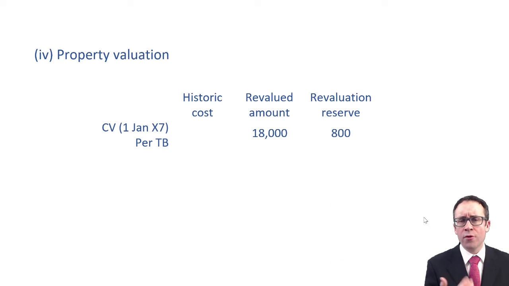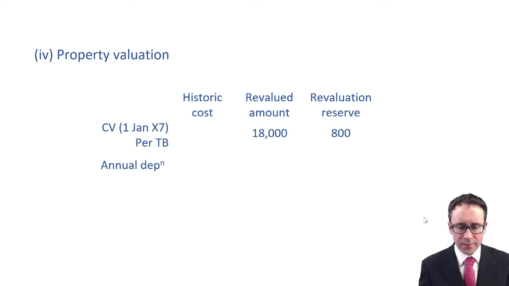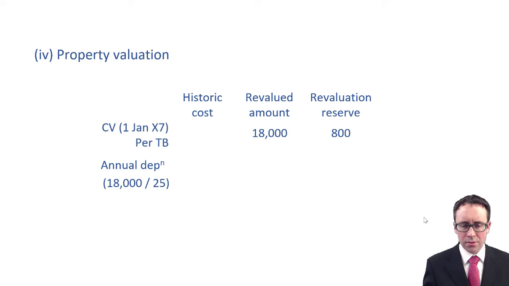The revaluation reserve we already know as well from the TB and also from part B in terms of your statement of change in equity. It is 800. So we need to work out some annual depreciation. We depreciate that asset based upon its revalued amount over its remaining life, and we're told that on the 1st of January it has 25 years. 18 divided by 25 gives me the 720.